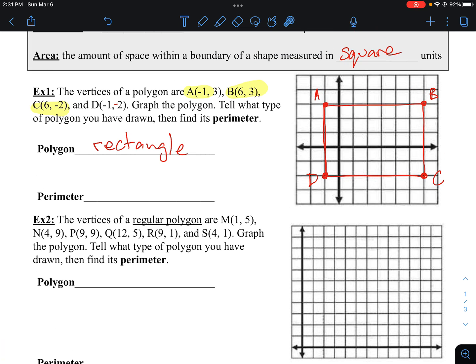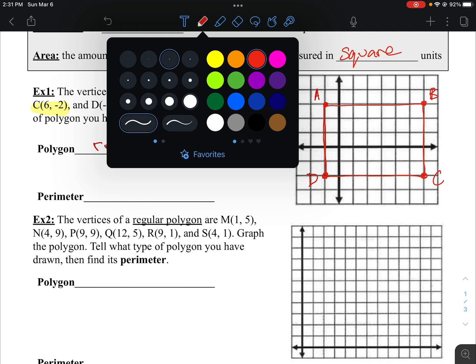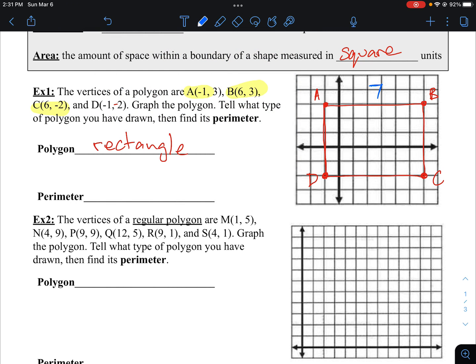We just count the distance from A to B. So 1, 2, 3, 4, 5, 6, 7. The perimeter is 7, so I'm going to write number 7 up there. And you can probably figure out that 7 is the same distance below. How about this distance? 1, 2, 3.